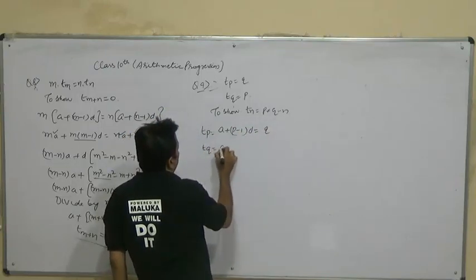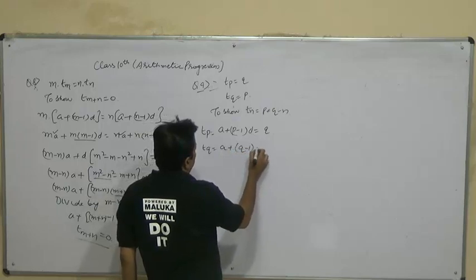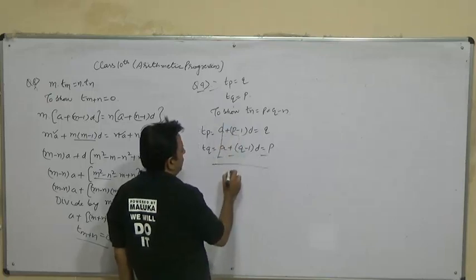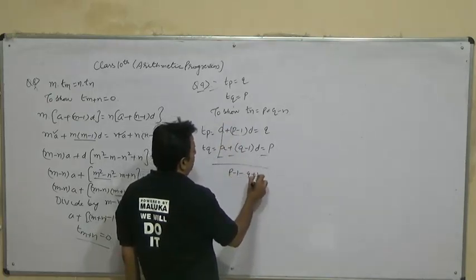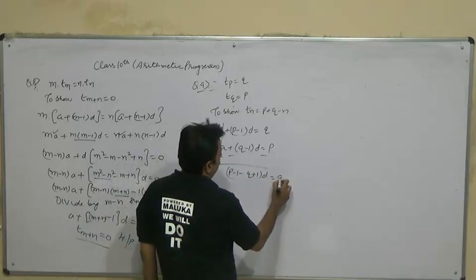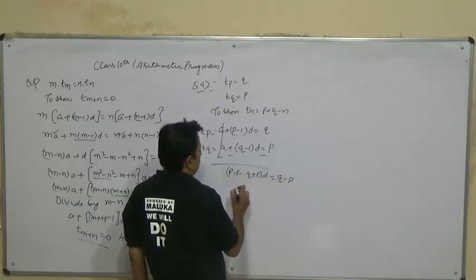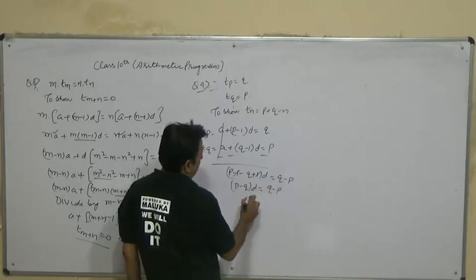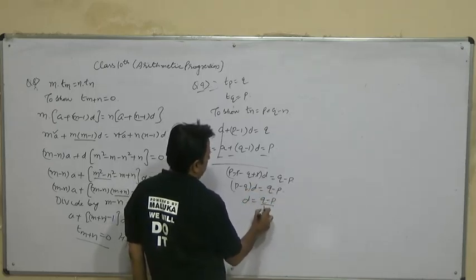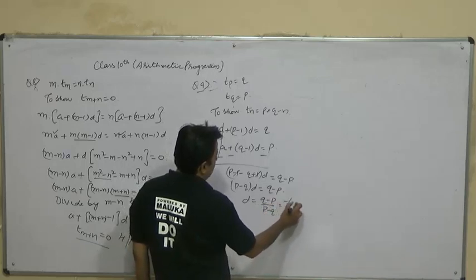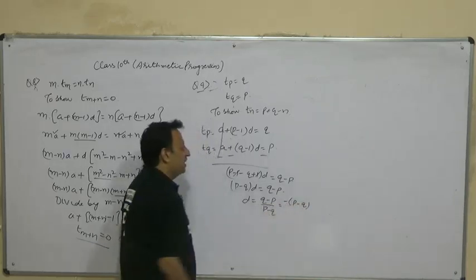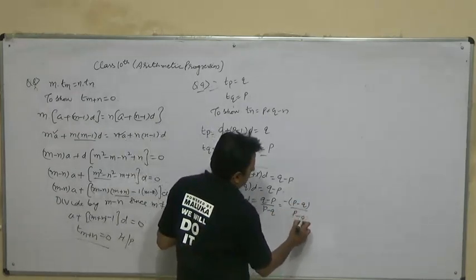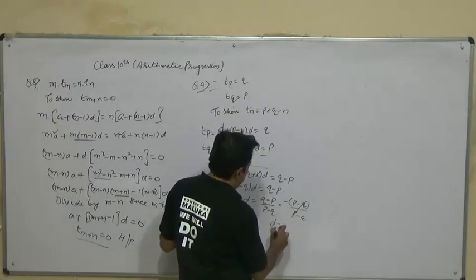Tq is equal to a plus q minus 1 into d, minus p, subtracted. This cancels out. So p minus 1 minus q plus 1 into d is equal to q minus p. So this cancels out. P minus q is equal to q minus p. So d is equal to q minus p upon p minus q, which is minus (p minus q). So when we take minus common, this will be (p minus q) upon (p minus q). These two cancel out. D is equal to minus 1.